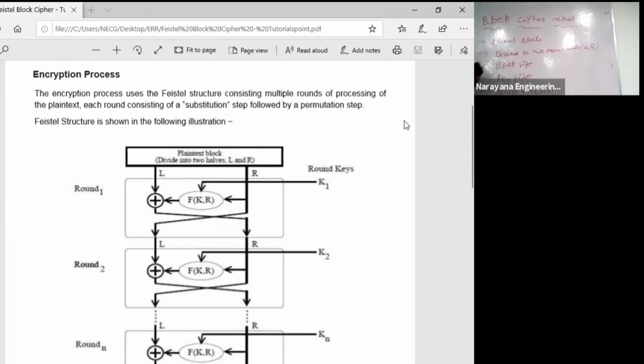So these are the general principles you have to follow to convert plain text to ciphertext. The first one is the properties. So what are the conditions you have to follow in block cipher methods?